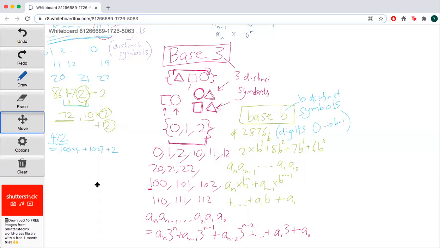Yeah. So you're not going to have any digits that are bigger than B minus 1. Remember in base 3, we only used 0, 1, and 2 because we only need 3 symbols, but we start from 0 just by default or by convention.